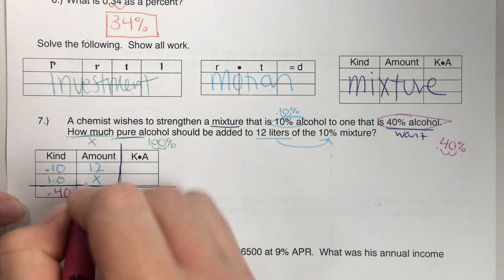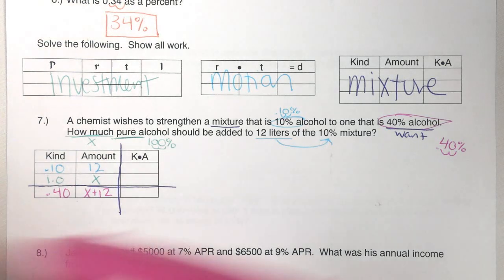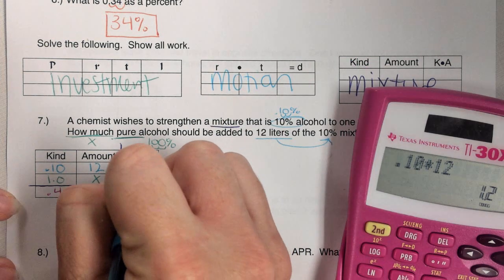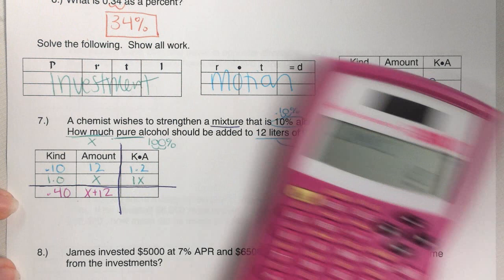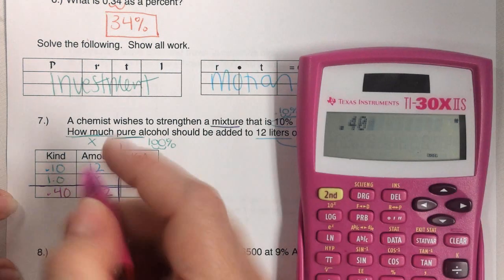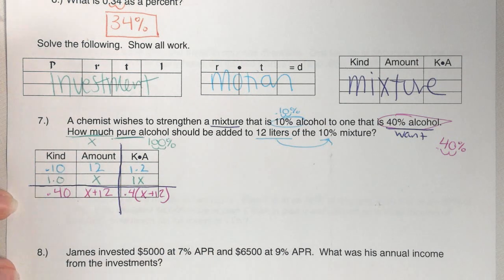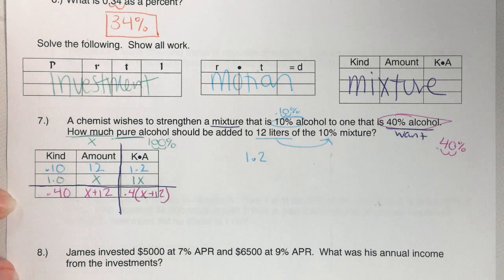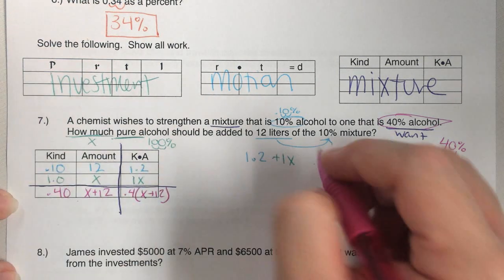Then remember, if I'm mixing two things, I just add the amounts. And now we multiply. So 0.10 times 12 is 1.2. 1 times X is just 1X. 0.40, we'll just multiply this in a minute. 0.4 times X plus 12. So remember, now I set it up as a problem. Since it's a mixture, it's literally my first one plus my second one equals my mixture, what I want.